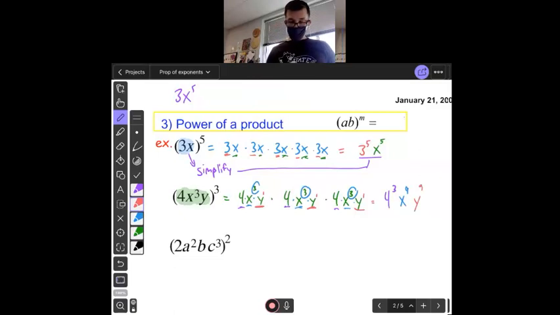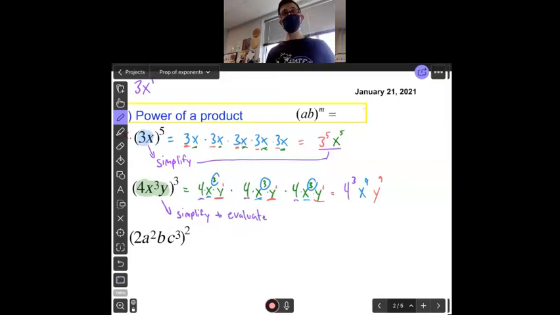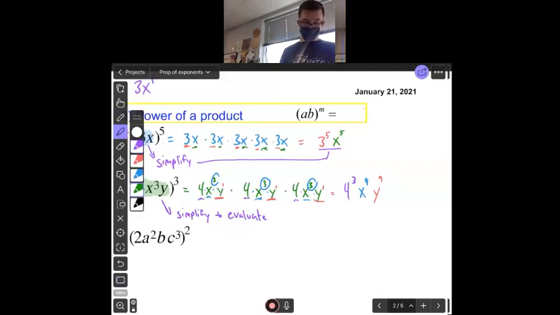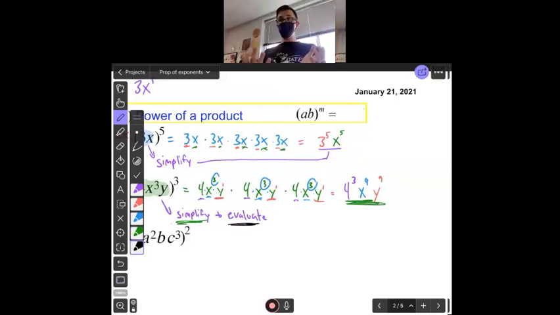So the other thing you'll be asked to do is simplify and evaluate. As far as simplifying, that's this. Evaluating means find the value of. The only thing there we can find the value of is the number. We can't figure out what the value of x to the 9th is.